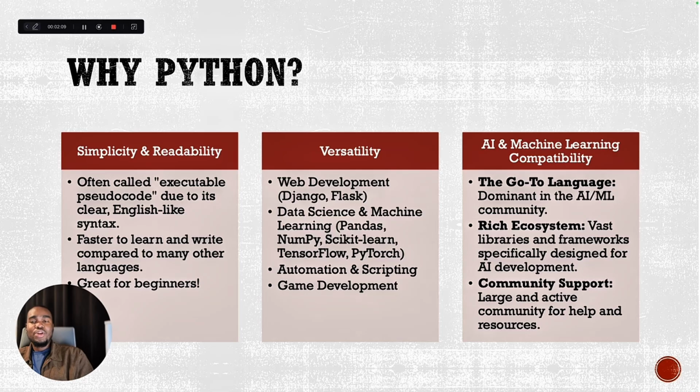Now, versatility, we have web development, application design, data science and analysis. We have machine learning, automation and scripting, game development. I mean, a whole lot of things. Now, for the AI and machine learning compatibility, a lot of AI concepts that we'll be discussing later on, they were done with Python, right? So it is dominant in the AI and machine learning community. So I feel it would be a great place for you to start Python. And it has a rich ecosystem. It has a wide range of libraries and frameworks. And also it has a great community support. It is active and they can help you out, and there are a lot of resources out there. So that is the reason we are going with Python first.